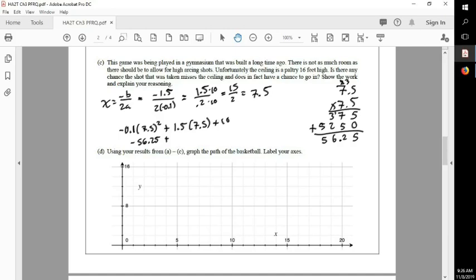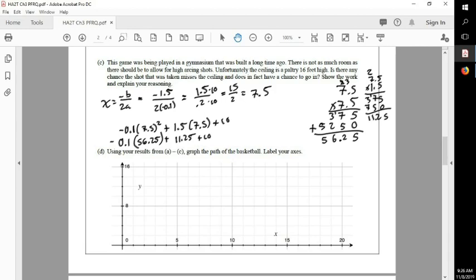Now, what is 7.5 times 1.5? Wait. All right, I've got to multiply that too. 11.25. Oh, I forgot. We have to multiply this by 0.1. Oops. I almost made that mistake. All right, thanks for catching it, guys. 11.25. And then we have plus 10.